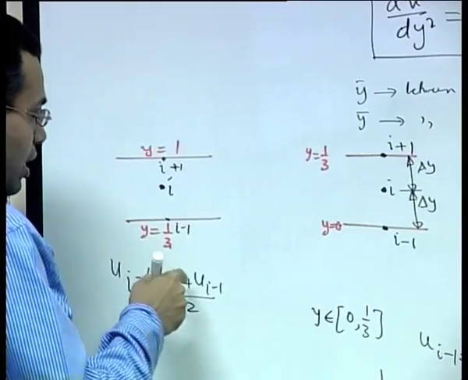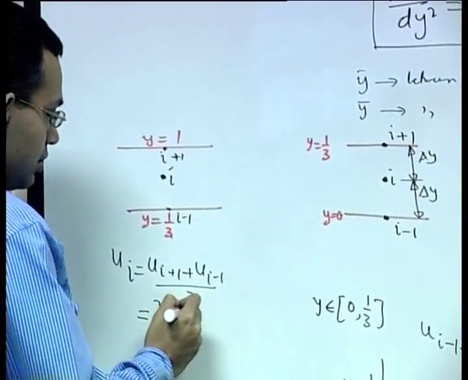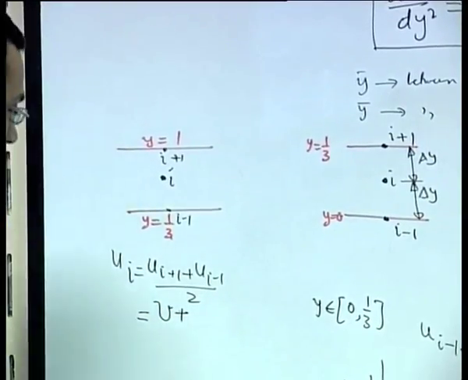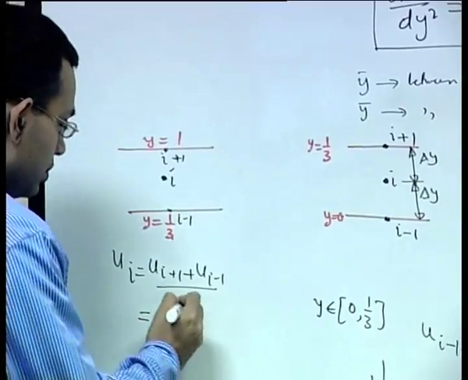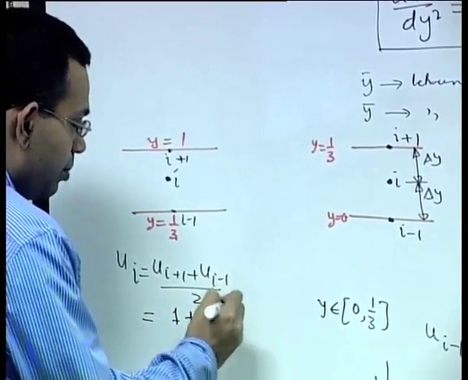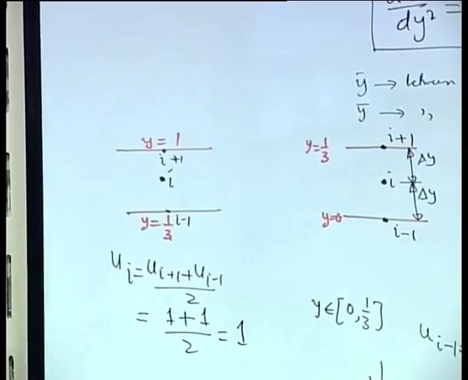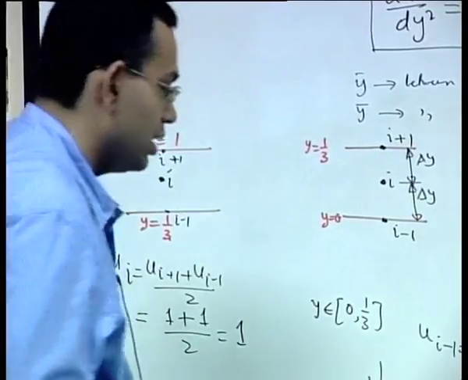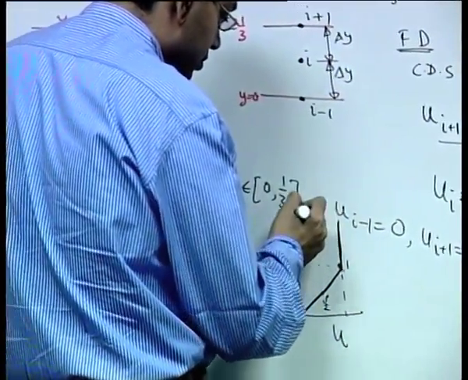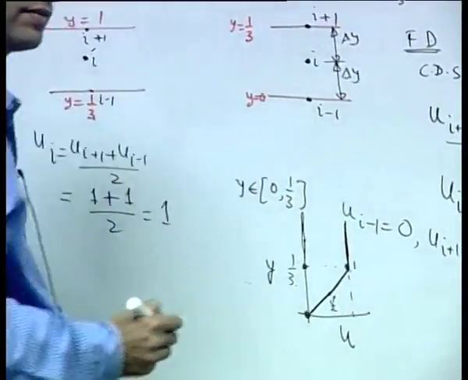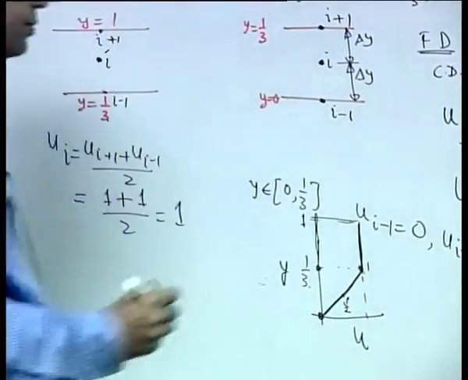What is u I minus 1? Capital U. What is u I plus 1? Oh, non dimensional of course, so it is 1. I minus 1 and I plus 1 both are 1, so this is equal to 1. So, it is a uniform velocity profile in the gap between those plates, between the middle plate and the top plate. So, this is 1.